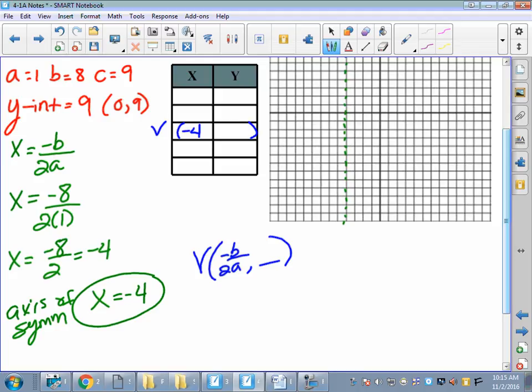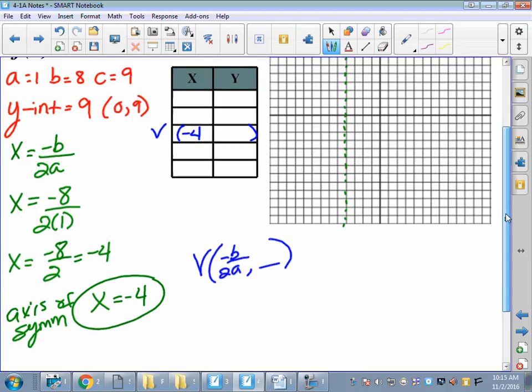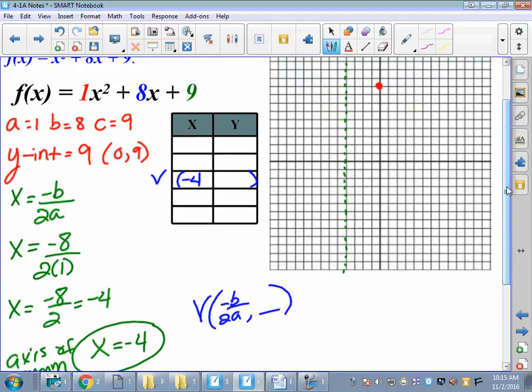So I'm going to put it in the middle of my table. To find out where it is, I know it's on the axis of symmetry. I just don't know how far up or how far down it goes. That's my y value. So I'm going to take this negative 4, and I'm going to plug it in for x in my original function. And when I simplify that, it'll give me my value. So I'm going to do that down below.